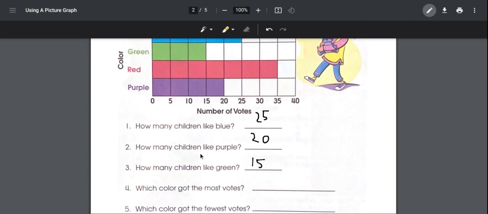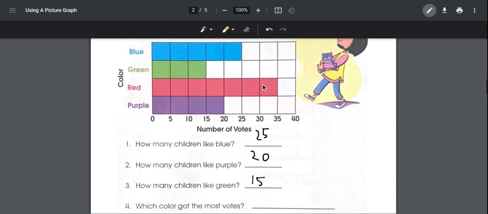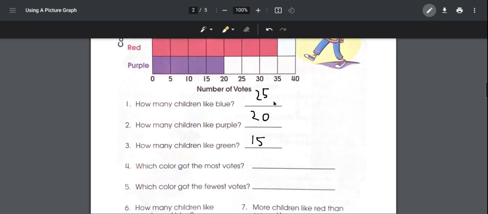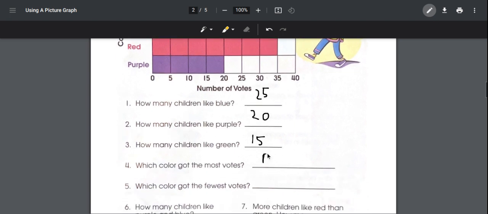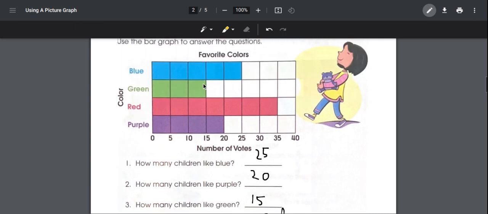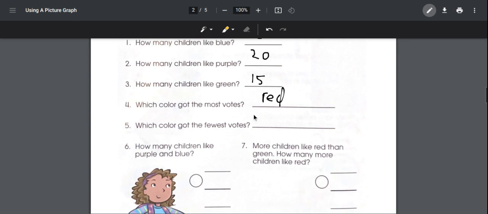15 children like green. And then number 4, which color got the most votes? If we look here, it looks like red got the most votes with 35. So for number 4, the answer is red. Number 5, which color got the fewest votes? If we look here, you can see that green, which had 15, had the fewest votes. So for number 5, the answer is green.